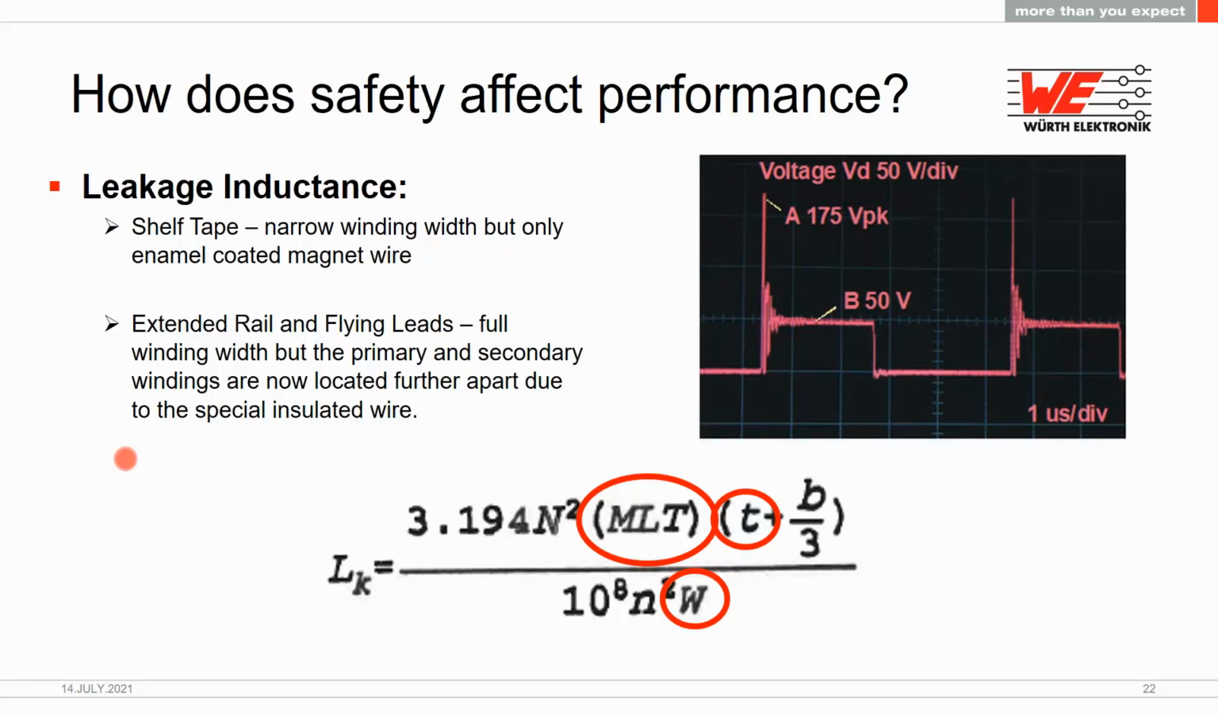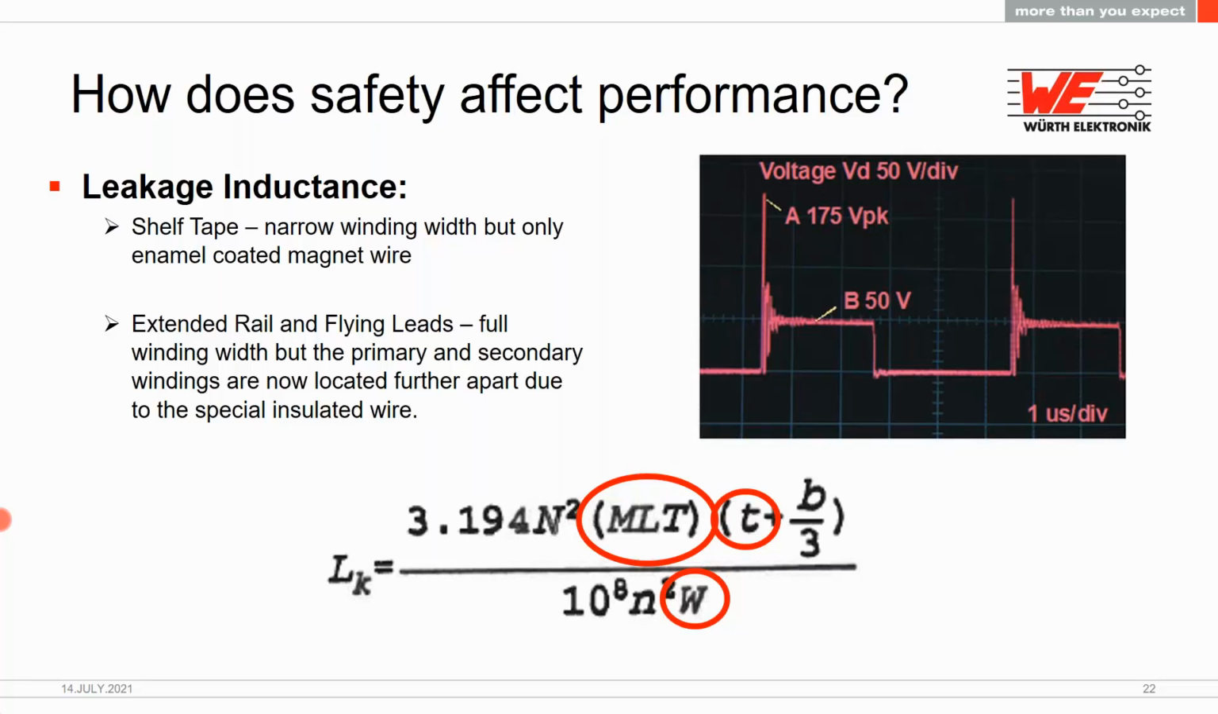However, the special insulated wire used on flying lead and extended rail designs, as I mentioned, could be, say, 65% larger diameter for a reinforced wire than the comparable enamel-coated magnet wire. All this diameter increase is from the extra extruded insulation on the outside of the copper wire. This insulation will force the primary and secondary windings further apart from one another, increasing the total thickness of the insulation, in turn, increasing my leakage inductance.